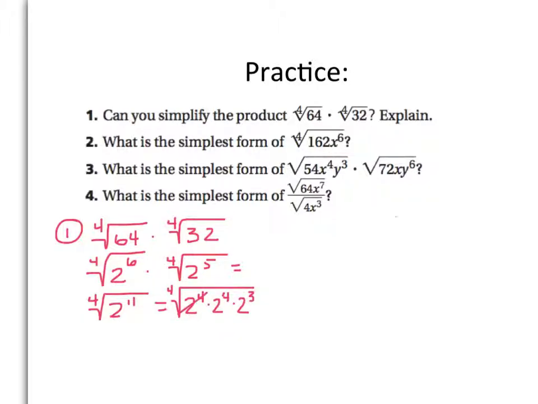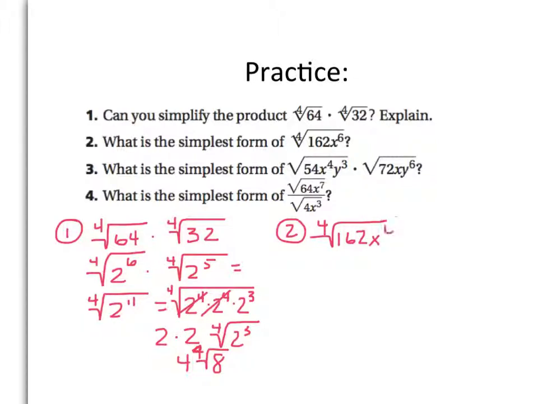I can go ahead and actually take out those 2 to the 4th. So the 4th root of 2 to the 4th is 2. And another 4th root of 2 to the 4th is 2. And then the 4th root of 2 to the 3rd power left inside, or 4 times the 4th root of 8. So there's that first one. Whew, that was exhausting. Okay, so number 2, the 4th root of 162x to the 6th power.